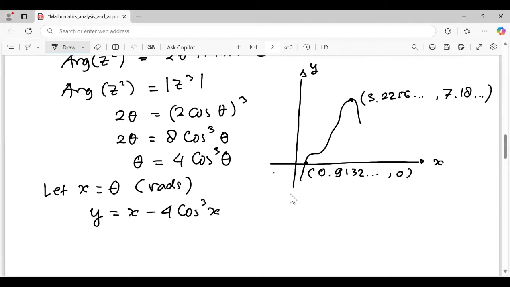So x or theta equals 0.9132 in radians, or 0.913, of course, in radians.